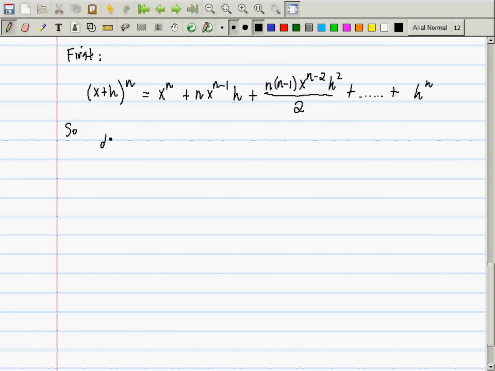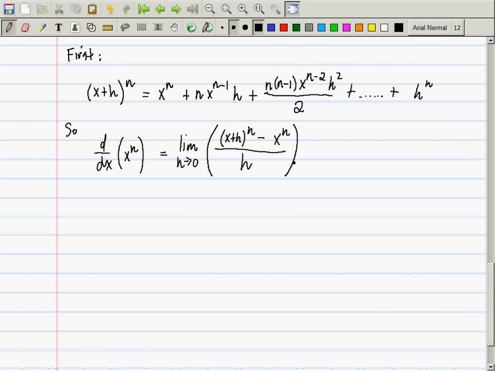The derivative of x to the n is, by definition, the limit as h goes to 0 of (x plus h) to the n minus x to the n, all over h. So you can see I'm going to need that binomial expansion. So this is the limit as h goes to 0 of something. Now, let's consider: I have x plus h to the n expanded all up here, and then I'm going to subtract from it x to the n.